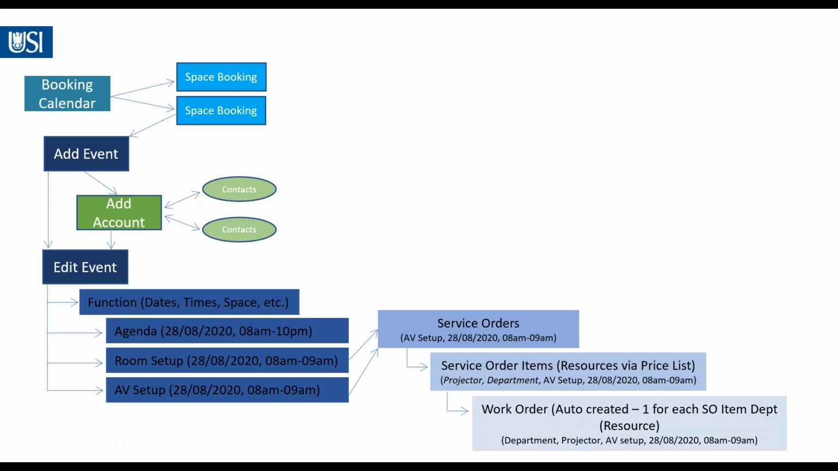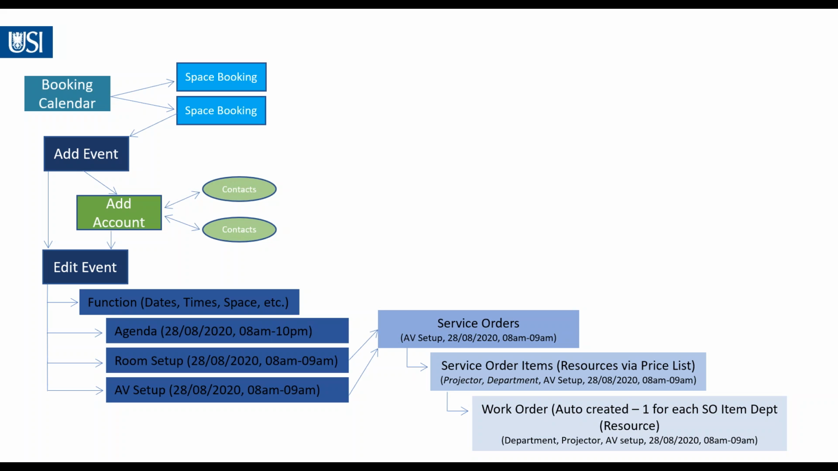So once we have a little bit more detail, we then move through to the edit event stage. So adding our function lines, so times, spaces, what's happening where. So we'll cover off our agenda, our room setup, perhaps our AV setup, any kind of breakout rooms. So we list all of those key components and what times they'll be delivered at in what particular spaces. So that's all covered off in our function scripting. So that is a high level detail of our functions.